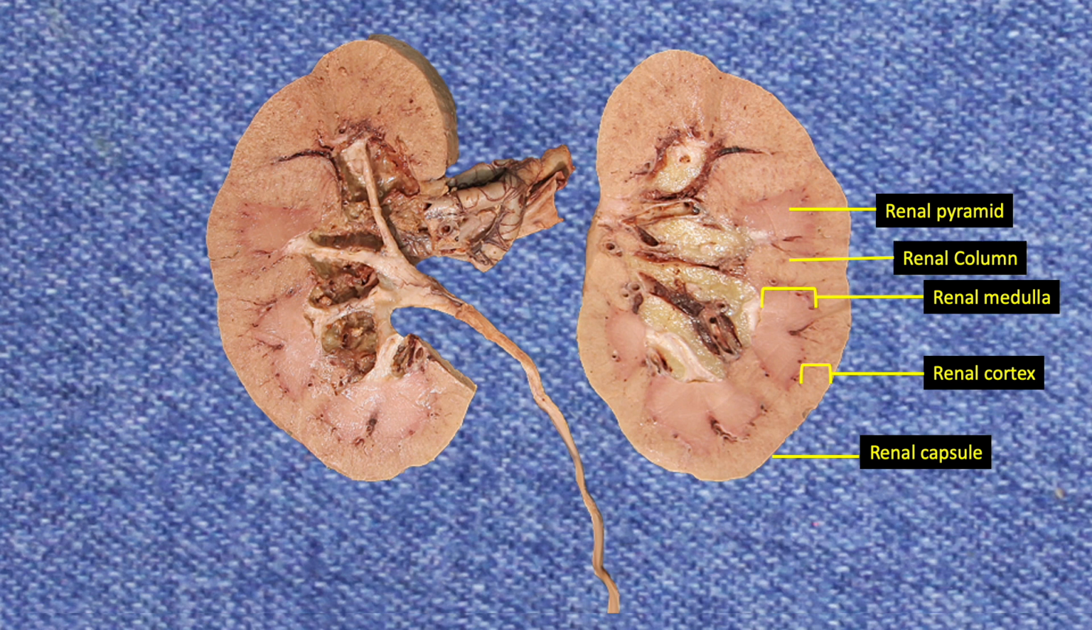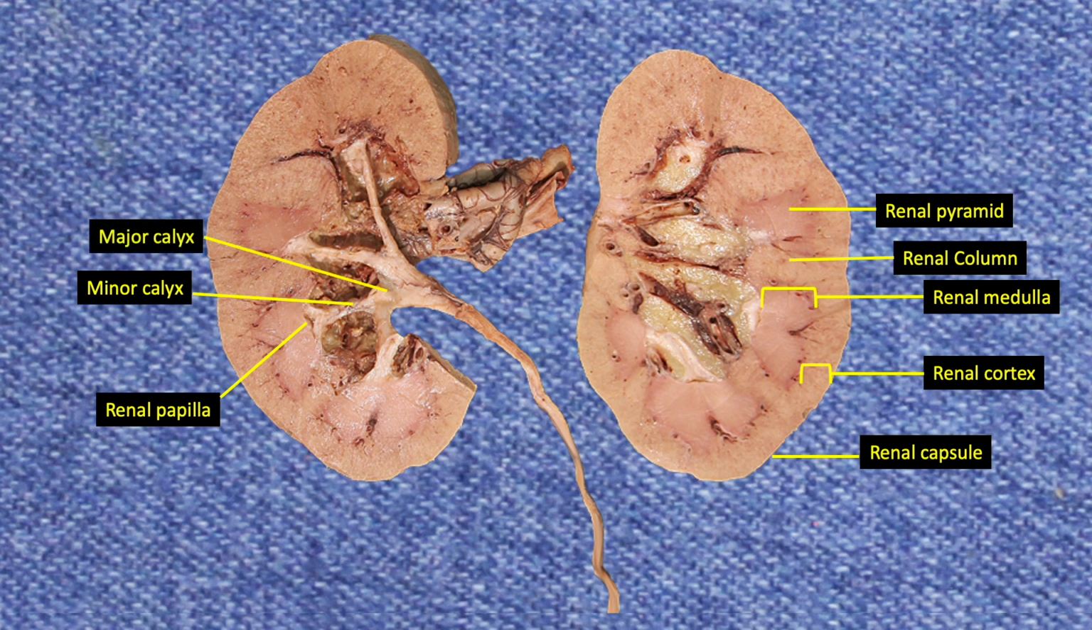On the left hand of the image, we can now see that the base of the pyramids are facing outwardly, and they come to a point, the renal papilla. Fluid will collect at the papilla, then enter a minor calyx that will combine with other minor calyces to form a major calyx to give rise to the renal pelvis. From the pelvis, urine will then enter the ureter. In essence, these are the structures of the urinary system.